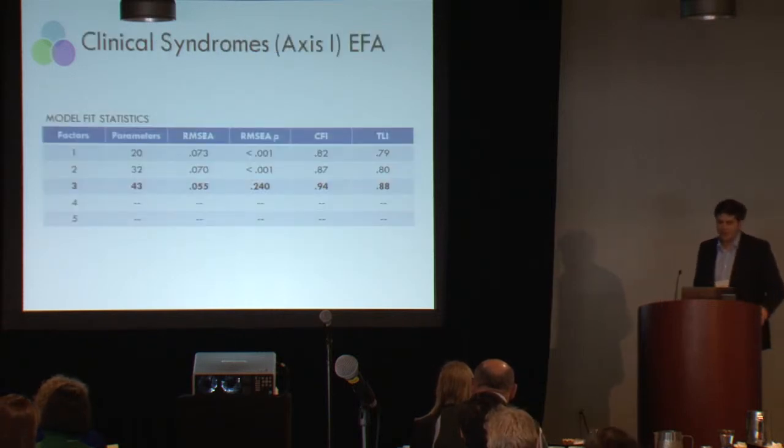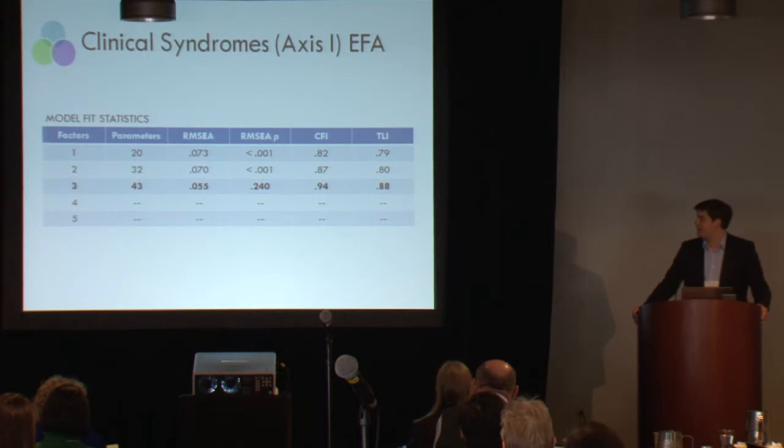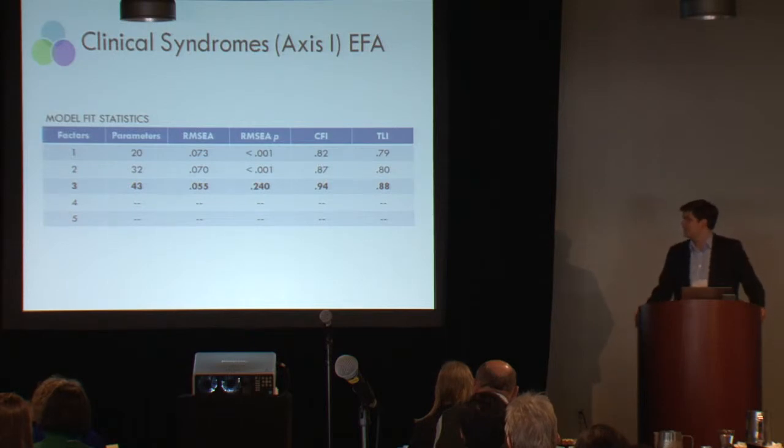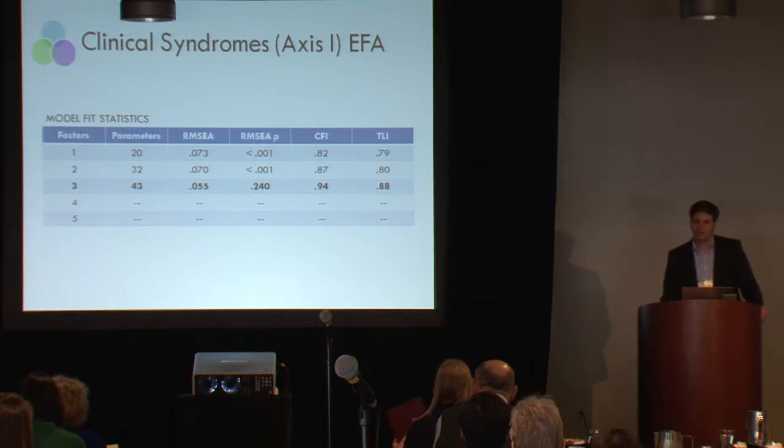So in terms of model fit, going through the first EFA, the best fitting model was the 3-factor model. You're looking for a non-significant RMSEA and a CFI that approaches or is greater than 0.95. Same for the TLI. The TLI is a little low, but the RMSEA and the CFI are good, and 4 and 5-factor models would not converge.